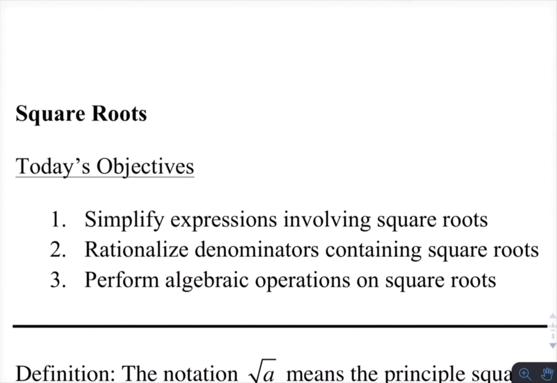Hello. Today's lesson is about square roots. We're going to talk about simplifying expressions, we're going to rationalize denominators, and then we're going to do some algebraic operations on square roots, also known as radicals.